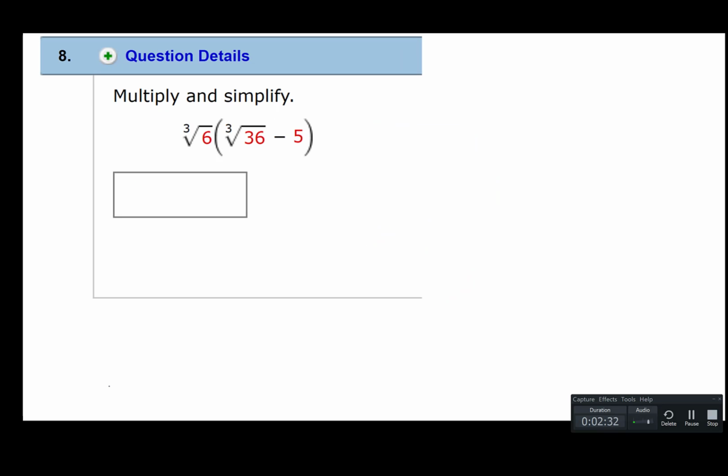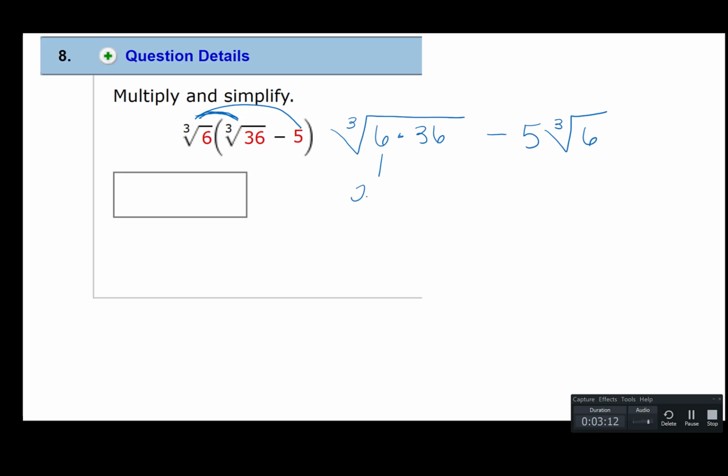All right, take a look at this one. It's a distributive property. We're going to be multiplying here. Again, I'm going to encourage you not to multiply these larger numbers together. Let's just leave it right now as 6 times 36 and then negative 5 cubed roots of 6. The last step is now to simplify.